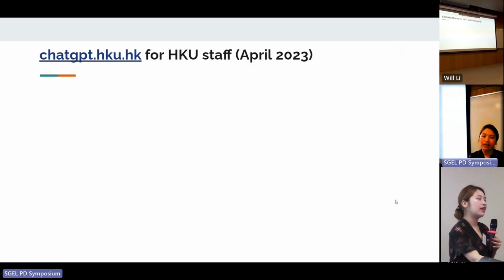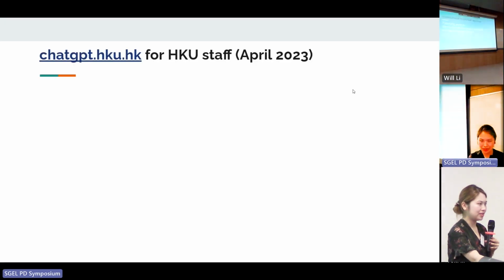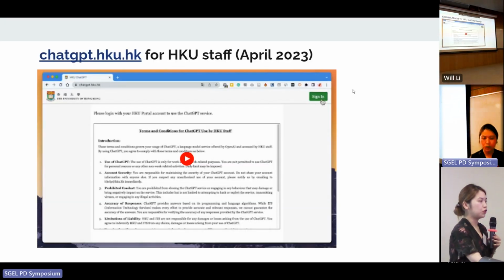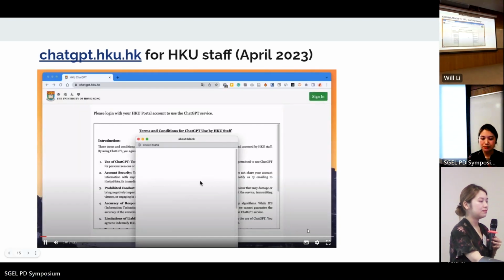Okay, so since April, HKU teachers and staff have had access to chatgpt.hku.hk. So it's an HKU version of ChatGPT. Without using a VPN, we can use ChatGPT.